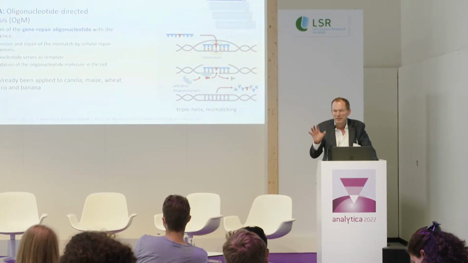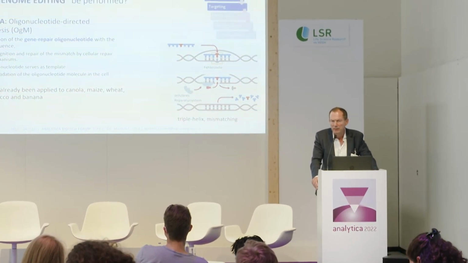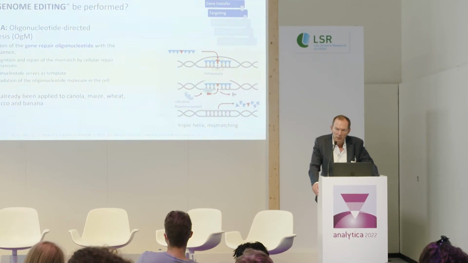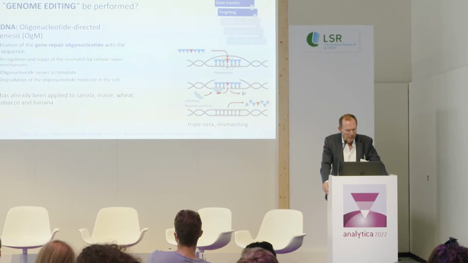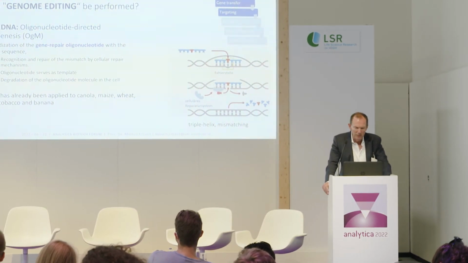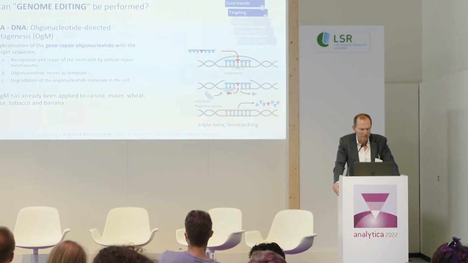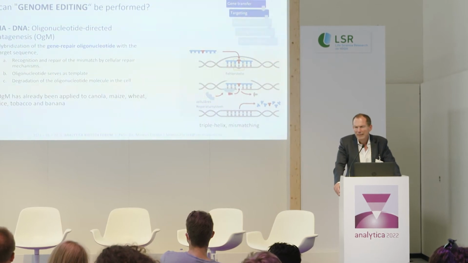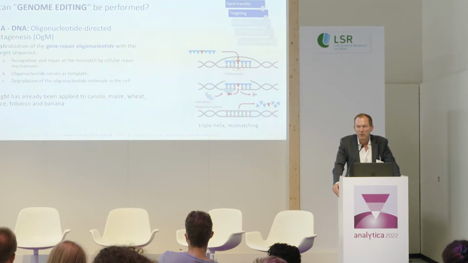It's a triple helix formed using your oligonucleotide and also the genomic sequence. So the first part is recognition and repair of the mismatch by cellular repair mechanism. Therefore, the oligonucleotide, which has the new information, serves as a template. And then, after a while, the oligonucleotide is degraded by cellular processes.